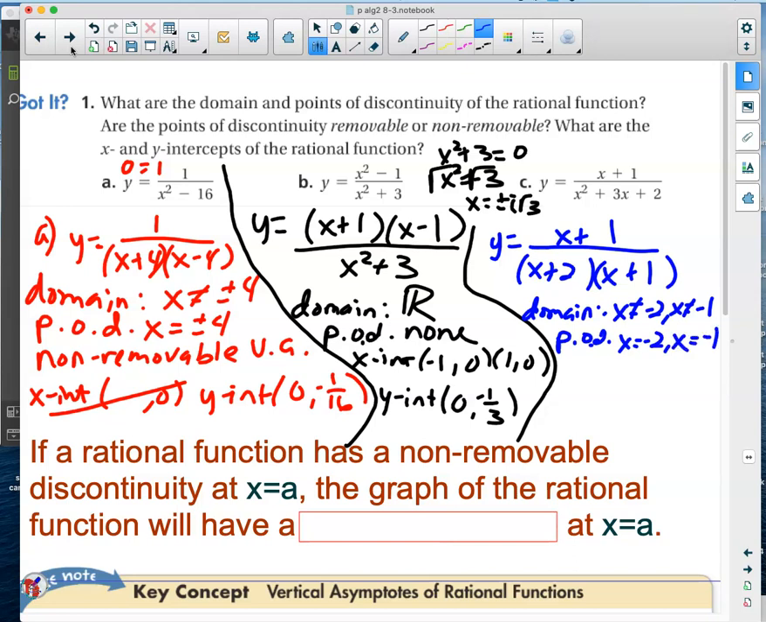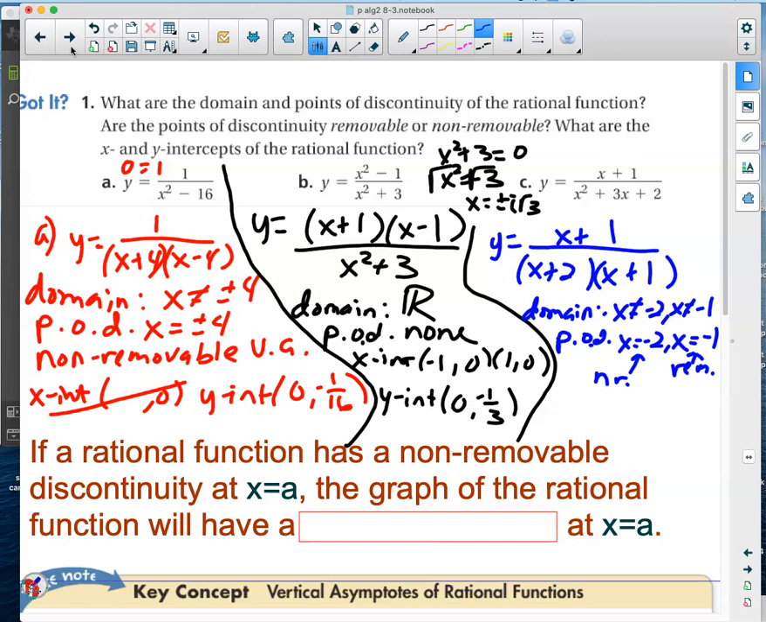And now we have to talk non-removable or removable. First of all, is either one of them or both removable? Oh, which one's out? Okay, so these are going to be removable. I'm just going to put REM for this one. And I'll put NR for the other, for non-removable. So the removable one on the graph would actually look like a what? A hole. And the other one would be a vertical asymptote.